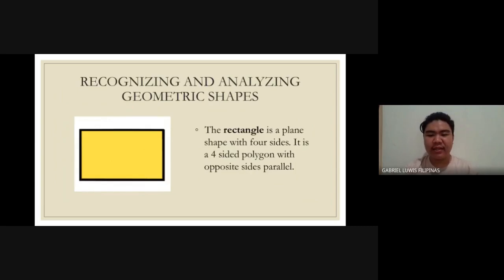A rectangle is a plane shape with 4 sides. It is a 4-sided polygon with opposite sides parallel. So a rectangle can also be called a quadrilateral as it has 4 sides. Also, the diagonals of the rectangle are congruent to each other, and they bisect each other at their point of intersection.